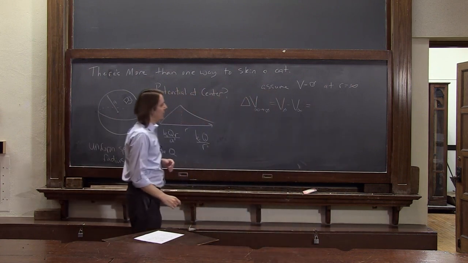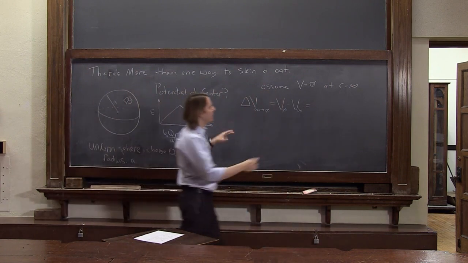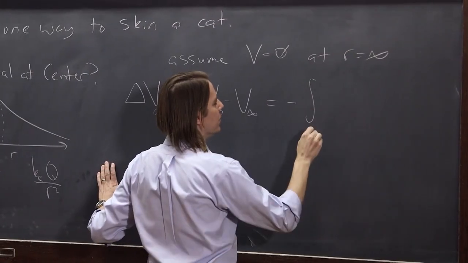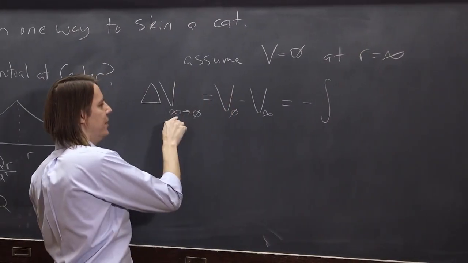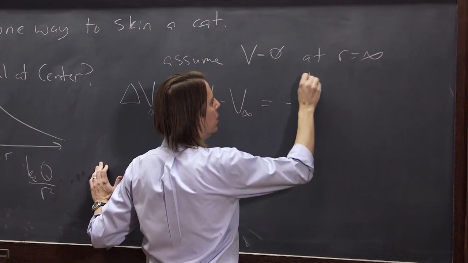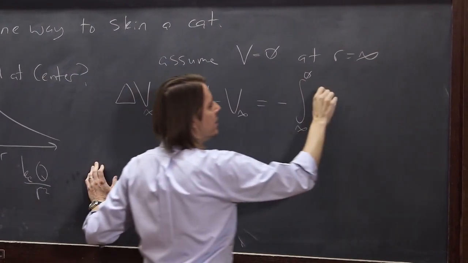So we just have to write that integral. Well, delta V is minus the integral from infinity to 0 of E dot ds.